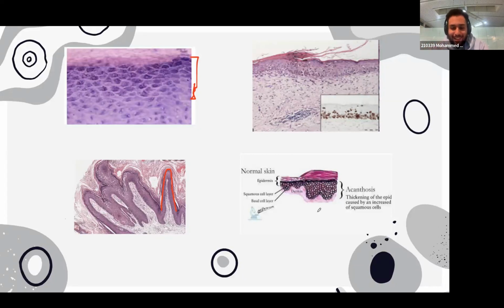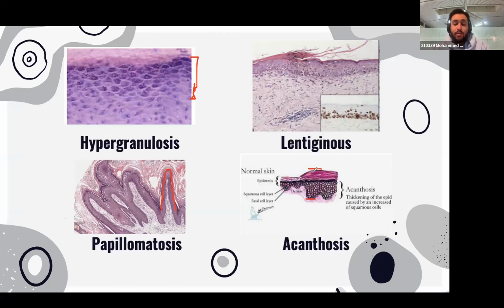So we'll get to an actual disease that has this, but this is acanthosis, which is complete thickness of the entire layers, all the layers of the epidermis. You can see here it's going from the basal all the way to the stratum corneum, and you can see all the layers are thickened. So this is acanthosis. Okay. All clear?